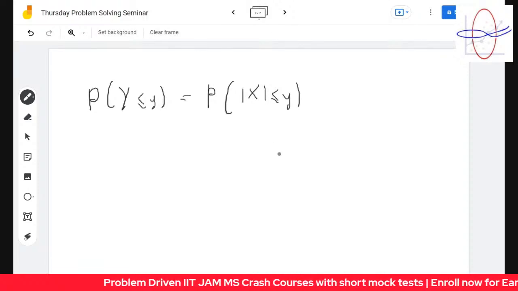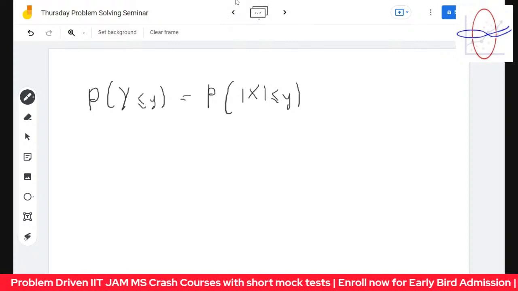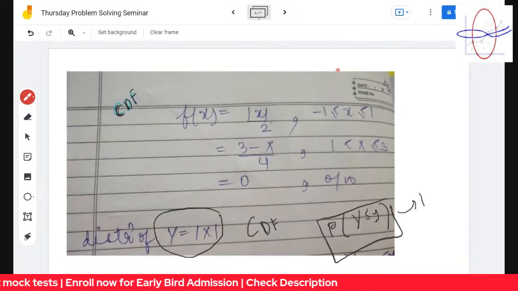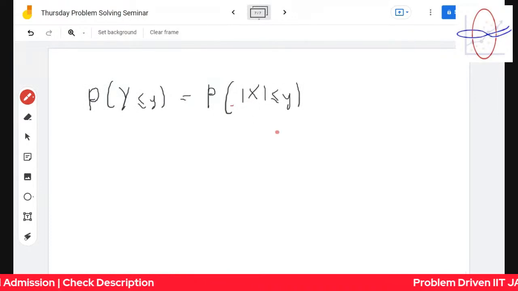So we need to find it in terms of x because that's the information we have, guys. We have the information and distribution of x here. So what we do is convert it into x. So remember this strategy, okay? This is very, very important.